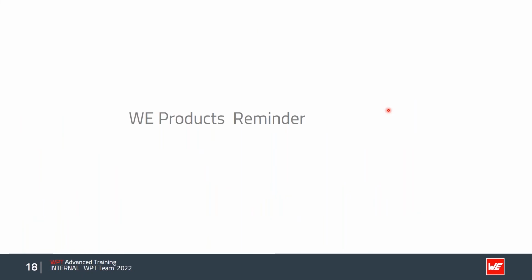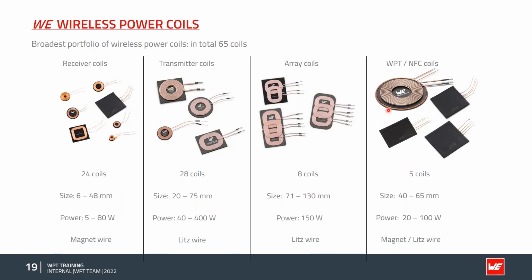Now, what products do we have? We have the broadest portfolio of wireless power coils on the market, in total 65 coils. We have 24 receiver coils, which use a magnet wire and have a size of 6 to 48 millimeters and a power range of 5 to 80 watt. Then we have 28 transmitter coils, which all use Litz wire, and about 50% of them are designed due to the G standard. The size is 20 to 75 millimeter, and the power range is about 40 to 400 watt.